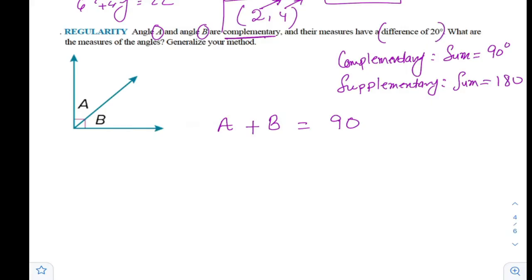They have a difference of 20. So we were able to write two equations.